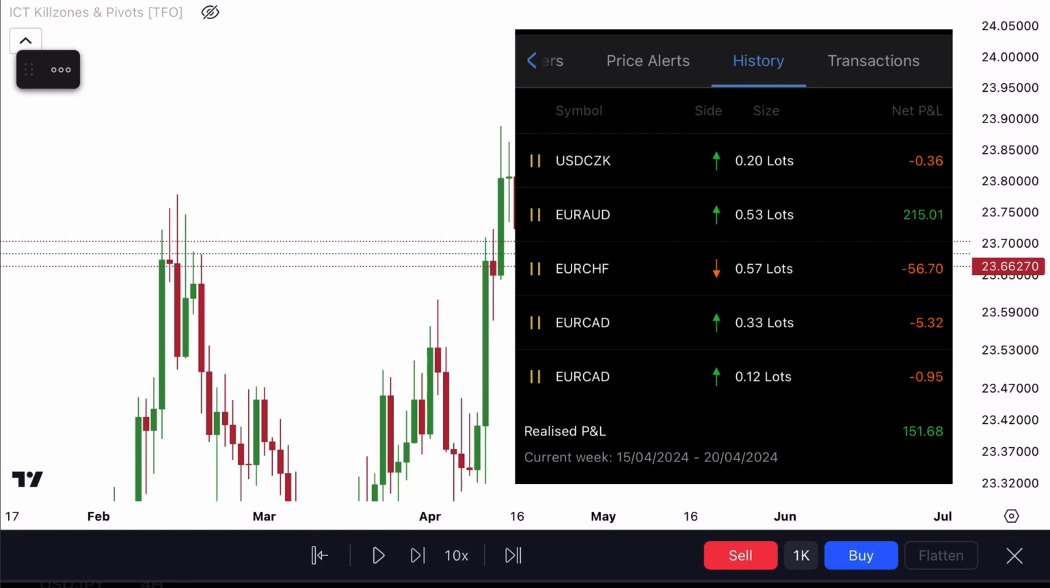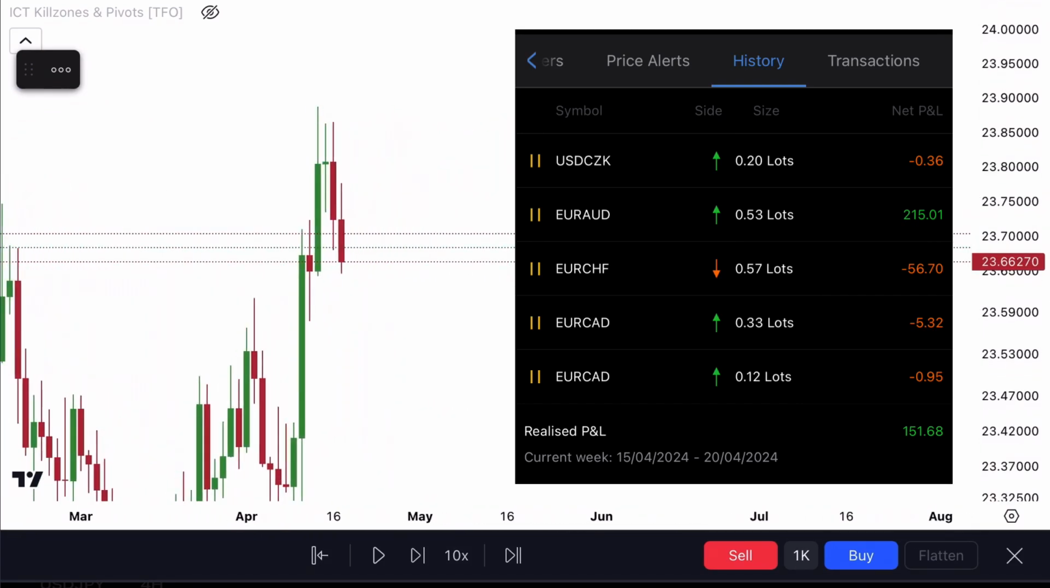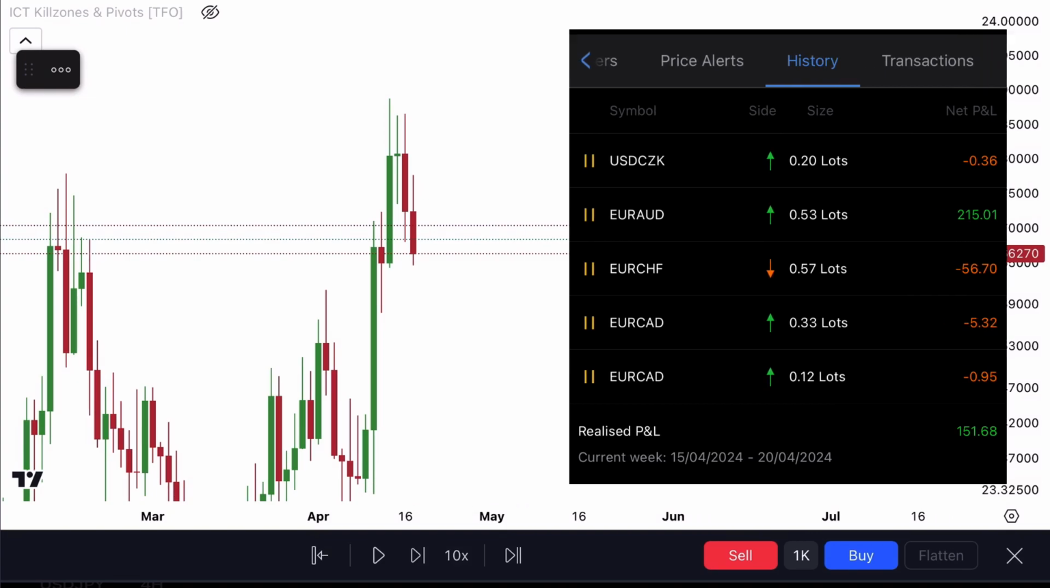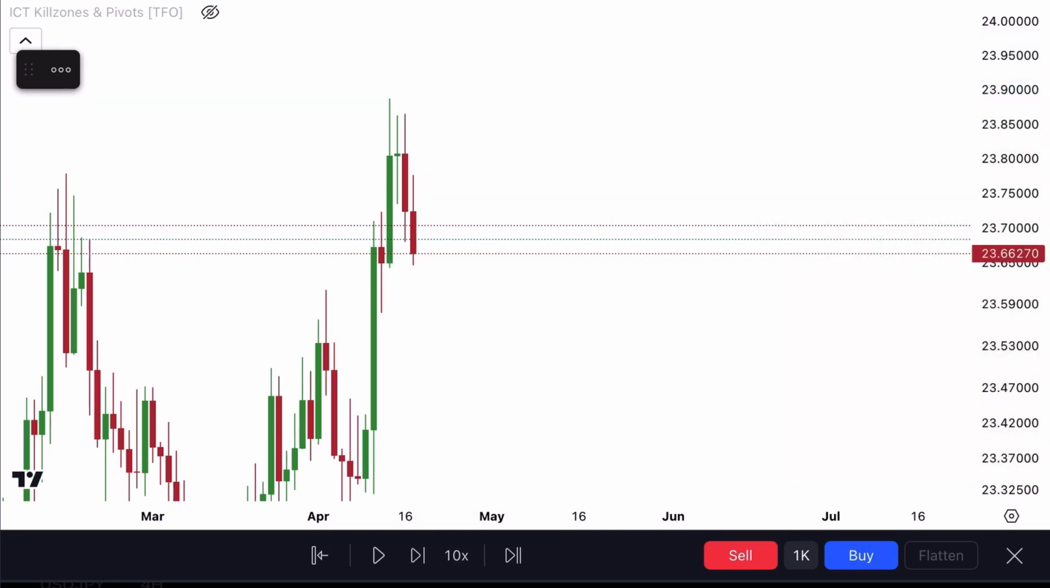I was babysitting my trade, and that was the reason I manually closed the trade. Well, after I closed it, it went straight to TP. So I will be breaking that down also in this video. And the fourth one being a break even as well. So we will start with the first one, USD CZK.